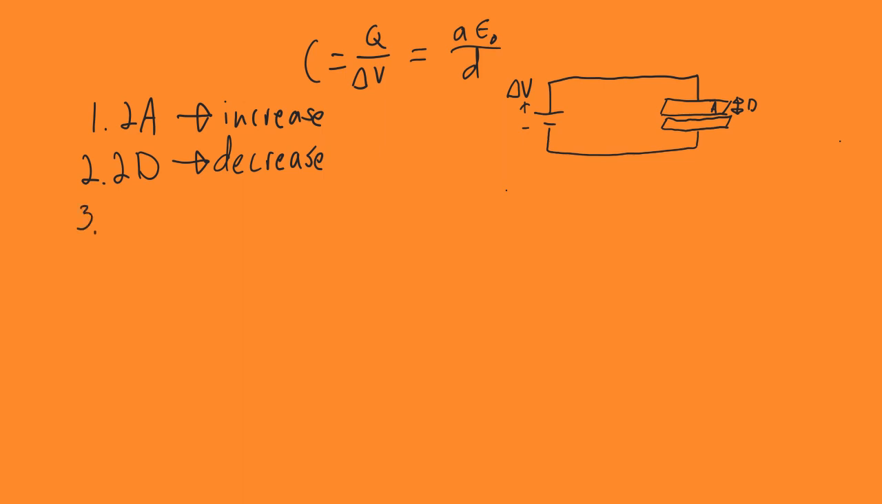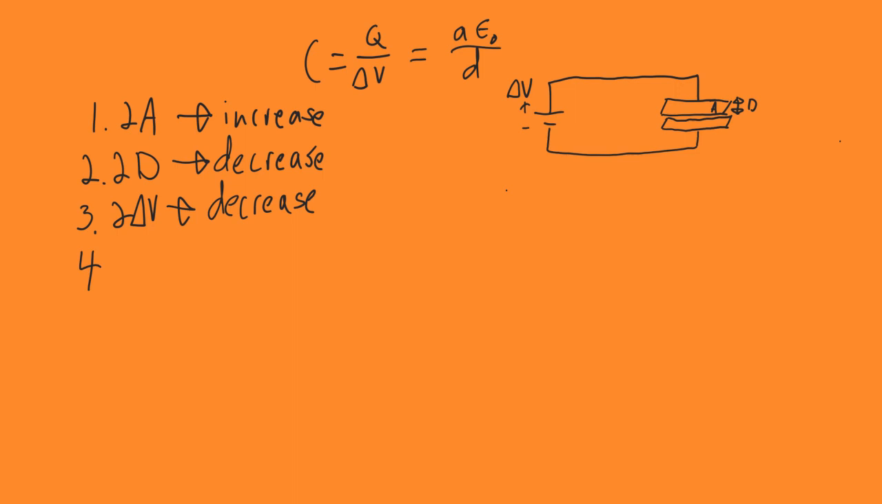Let's try out the next one. What if we double the voltage? Well, if we double the change in voltage, we are going to be decreasing the capacitance. This occurs because the plates can only carry so much charge, and so when we increase the voltage, we're going to be decreasing the capacitance.